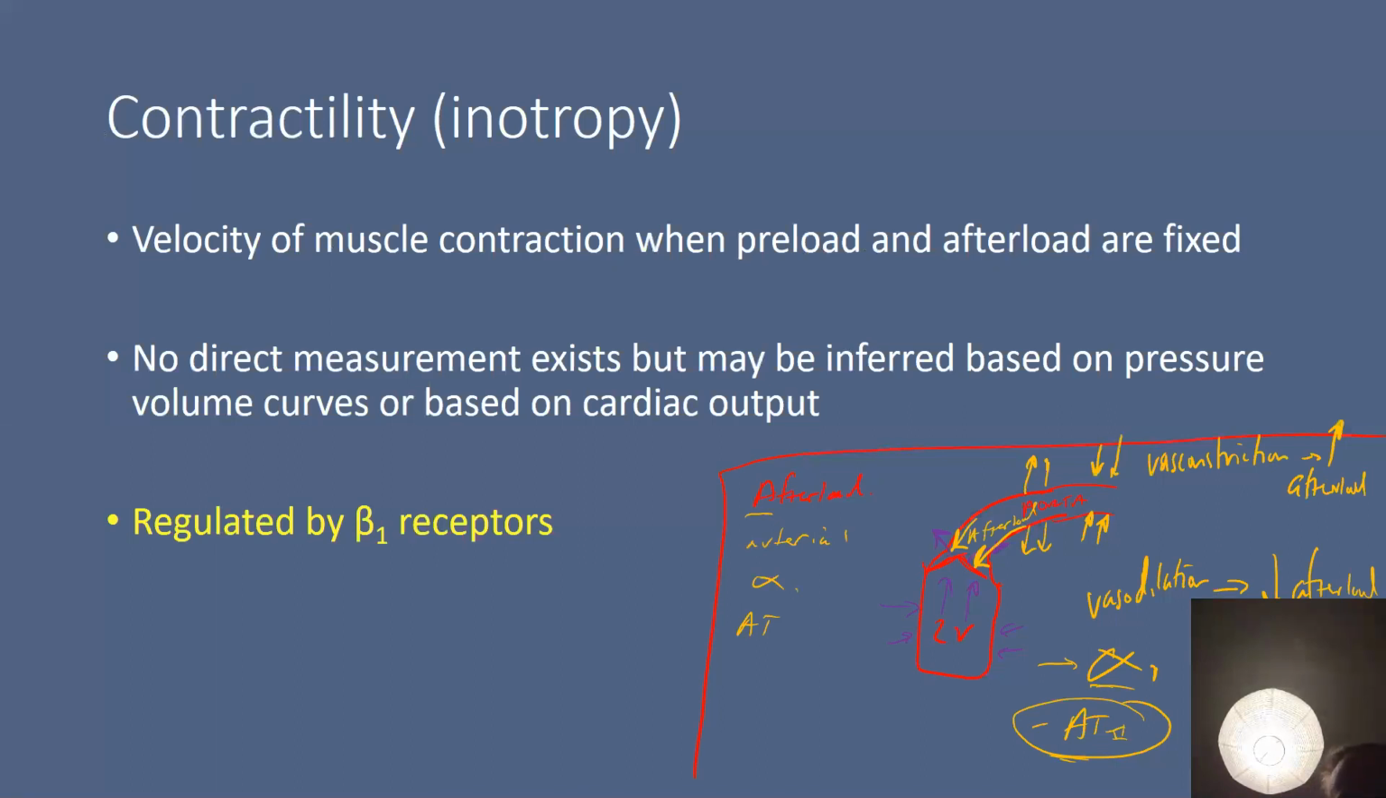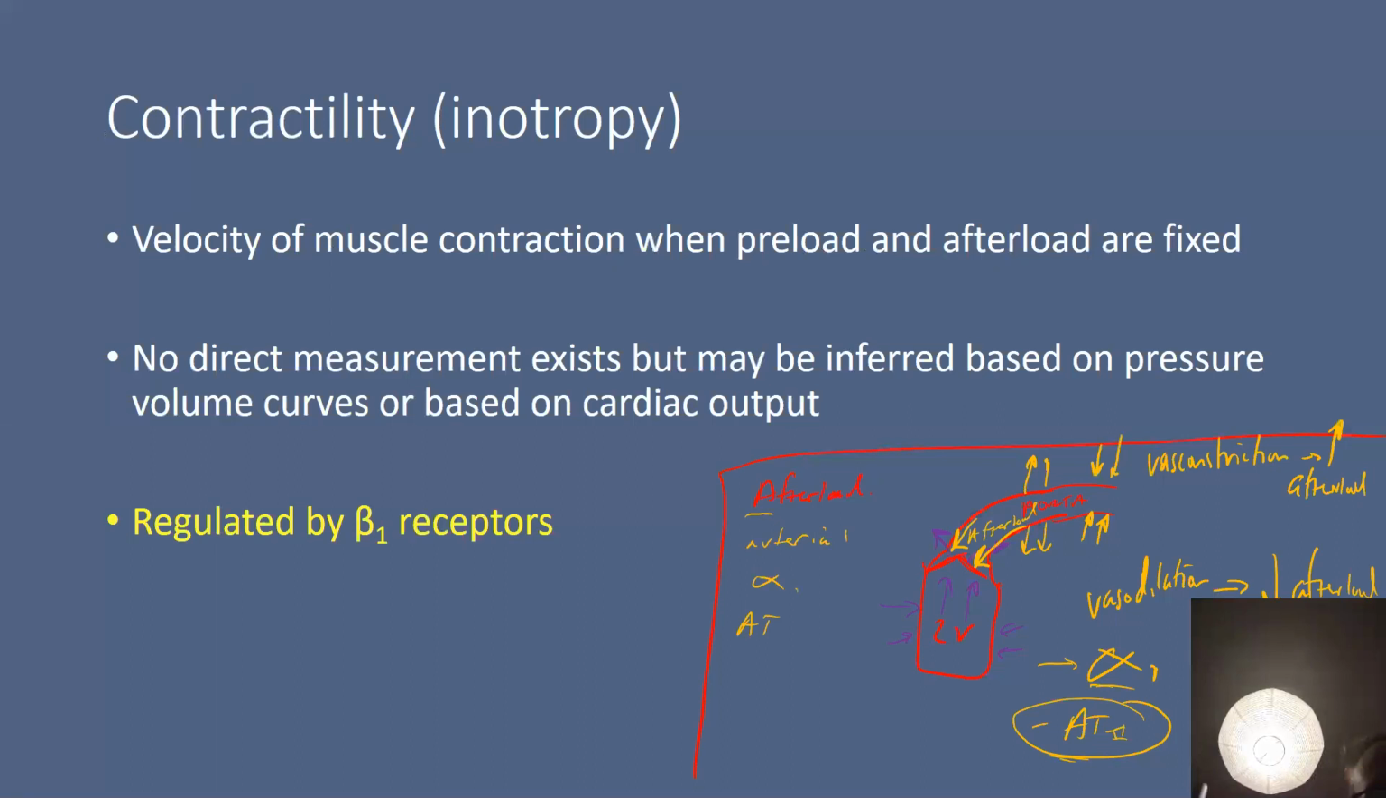Contractility, or inotropy, is the last factor, and that's the one that we don't have the best measurement for. There's nothing that's directly measuring contractility, but we can infer it based on your pressure-volume curves. What we're really talking about when we talk about contractility is the ability of your heart to contract. If you have heart failure, you have very poor contractility, and the heart doesn't contract well.